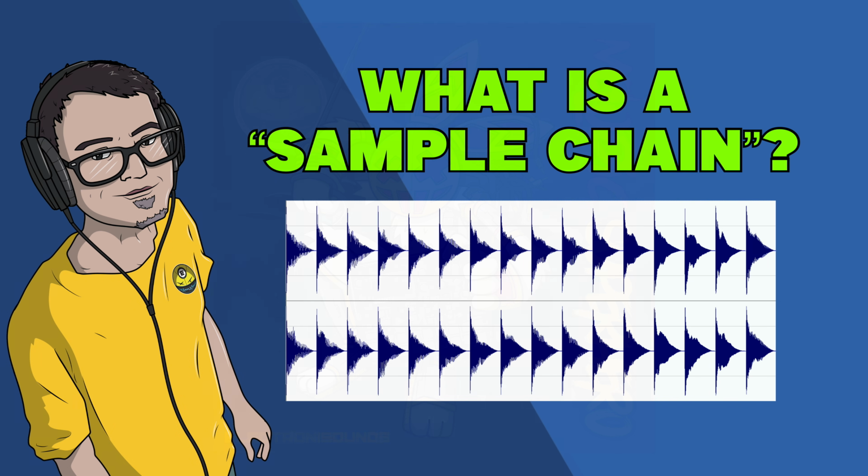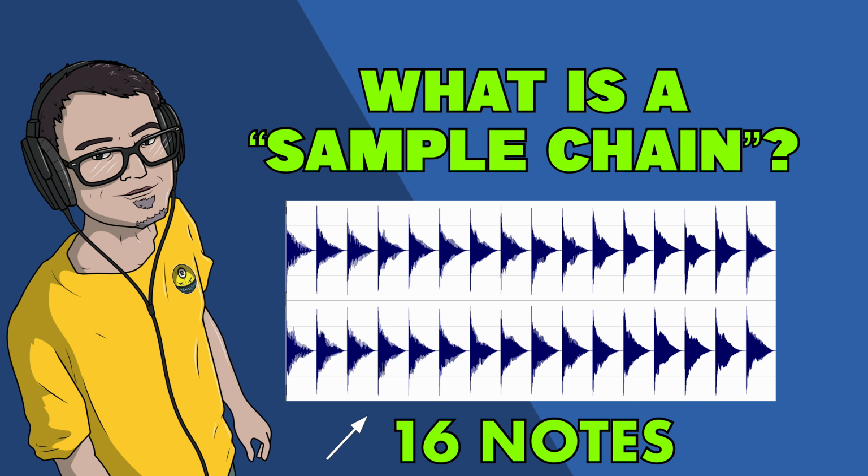Out of the included 100 sample chains in this collection, 5 minor scales are included: C minor, E minor, F minor, G minor, and A minor. There are 16 notes in each sample chain.